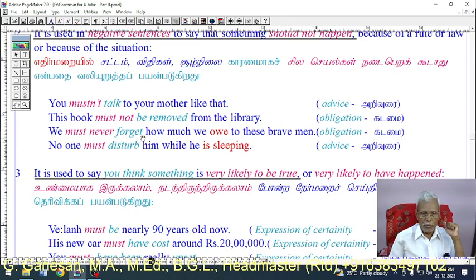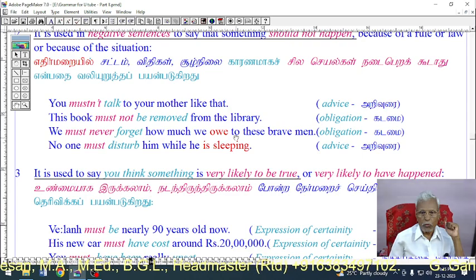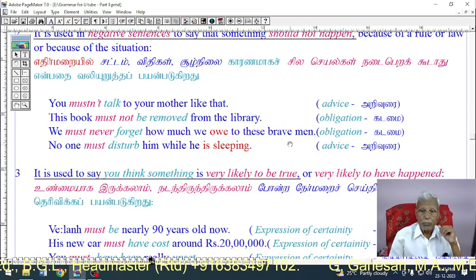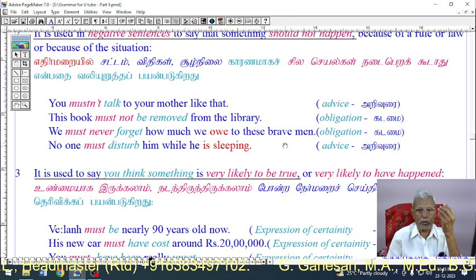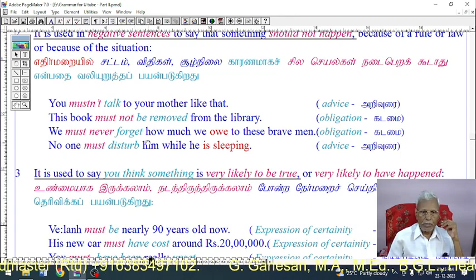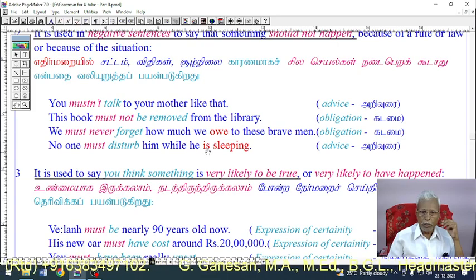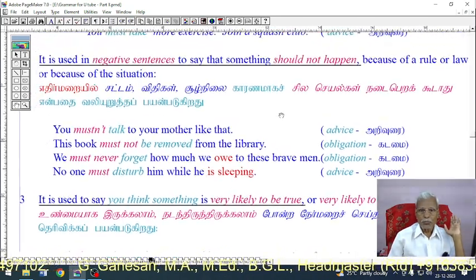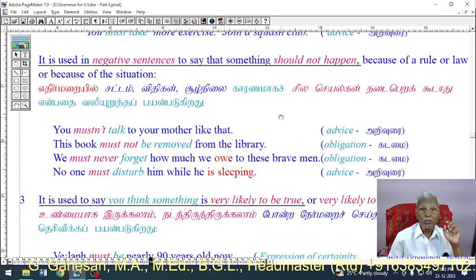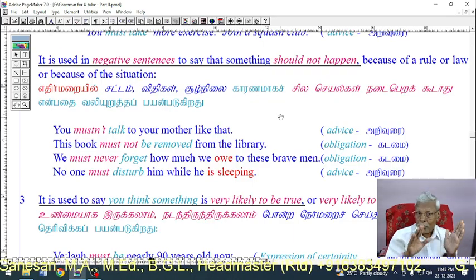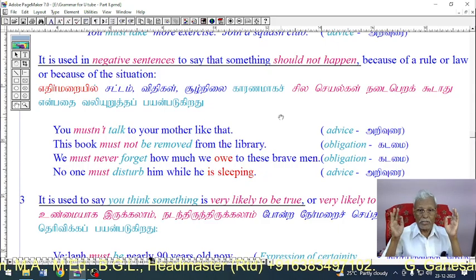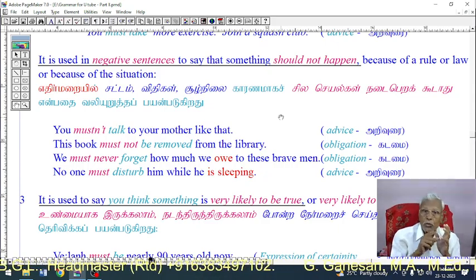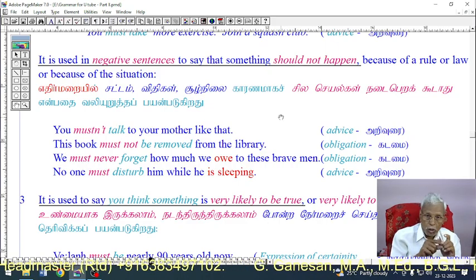We must never forget how much we owe to this brave man. Obligation, it is our duty, because they have served for us. No one must disturb him while he is sleeping. Advice. So, must is used to express that some events should not happen because of rule or law or situation.